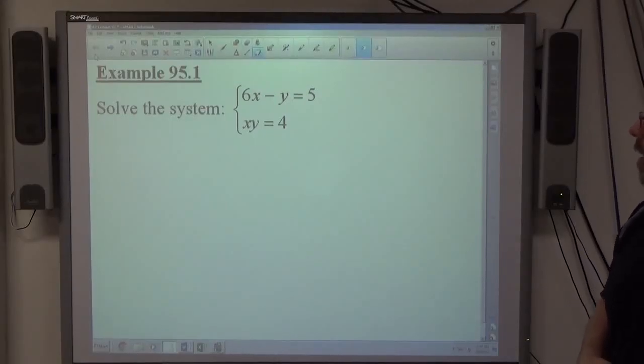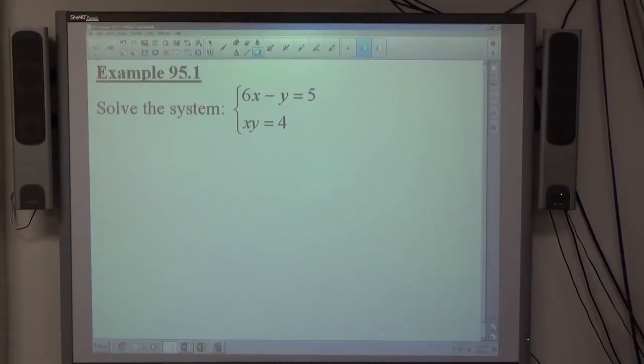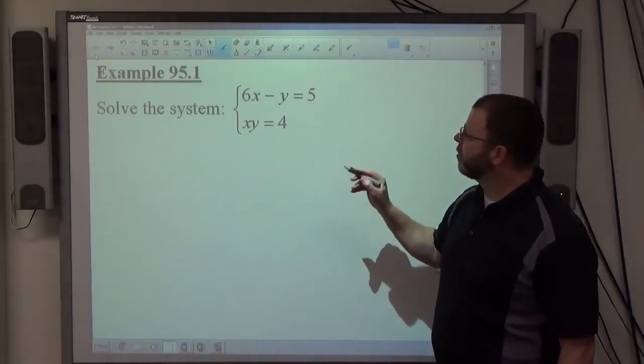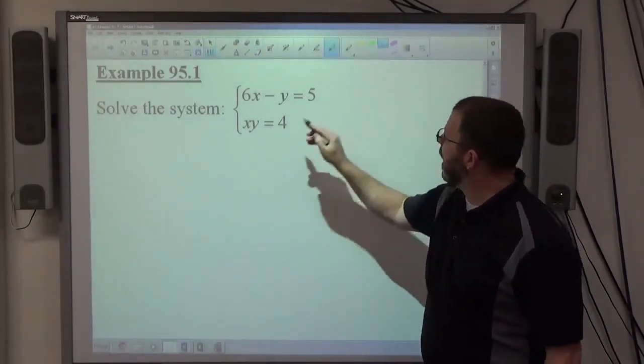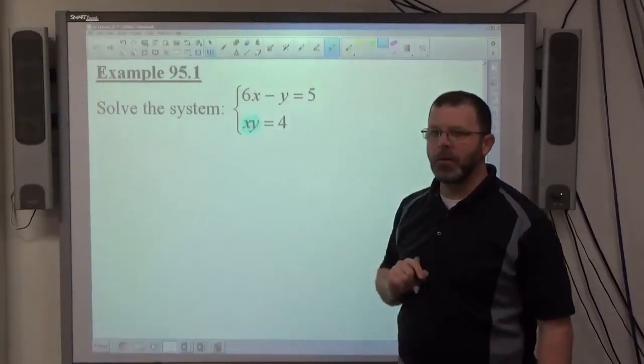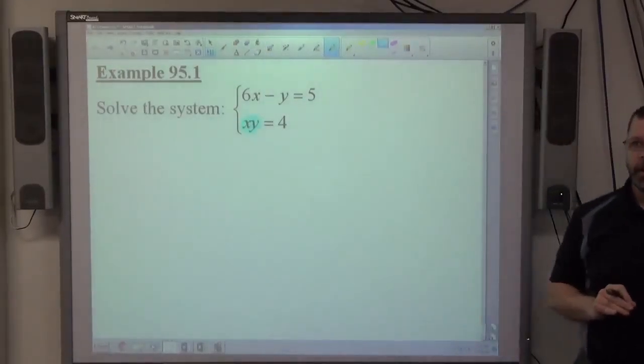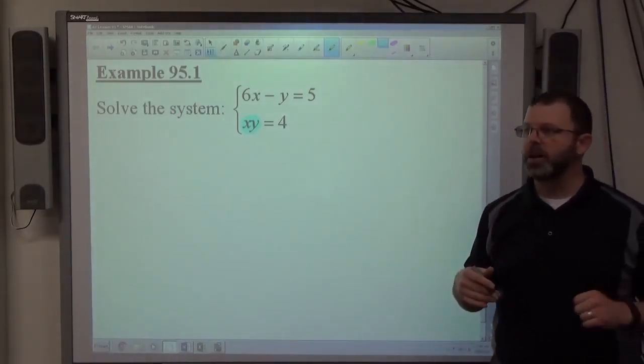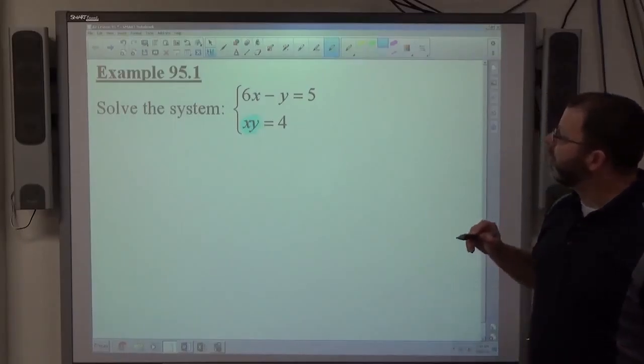Okay, example 1. Solve the system 6x minus y equals 5 and xy equals 4. What we have here is, again, a nonlinear system of equations. You can recognize this as such because x is being multiplied by y. That causes curvature. Anytime x's and y's are being added with no powers, you get lines. But as soon as you multiply x's and y's, or you square x's and y's, it causes curvature.